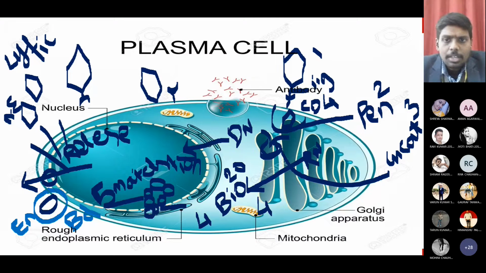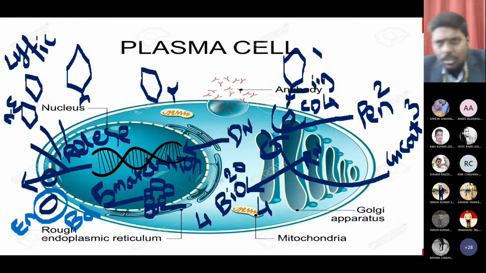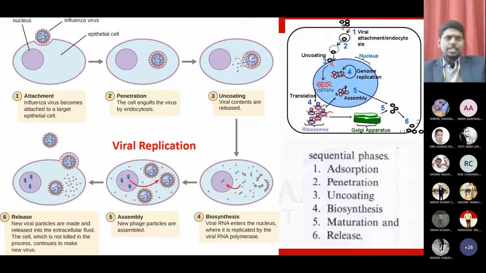Then I discussed about the viral replication. So usually viruses replicate via 6 stages. First the virus will be attached to the cell surface, then it will penetrate into the cell, then it will uncoat its genetic material, then the genetic material undergoes biosynthesis, where the genetic material will be converted into proteins. Then these proteins get assembled into baby virions or immature viruses, and these viruses will be matured and released outside the cell.